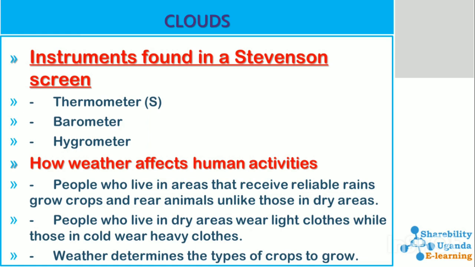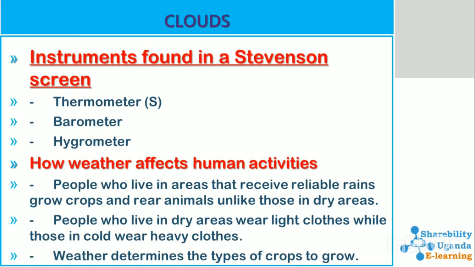How does weather affect human activities, or how does a type of weather determine what activities can be done by humans in a given area? For example, take people who live in areas that receive reliable rains. What activities do you think they can do? Basically, they can grow crops, they can keep animals, unlike those in dry areas.